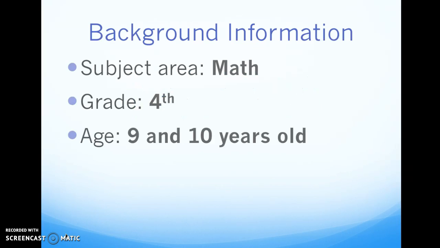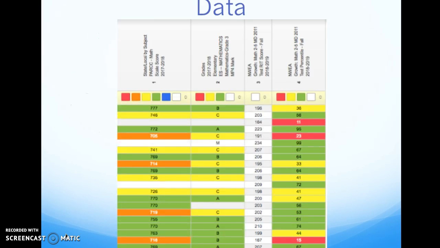The subject area that I'm going to be talking about is math for 4th grade students who are 9 and 10 years old. The data that I presented during our first data chat meeting is my students' PARCC math scores in the first column. After that, the next column shows their report card grade in math at the 4th marking period in 3rd grade. And then the third column is their MAP-M scores. And then the last column shows the testing percentile about the MAP scores.